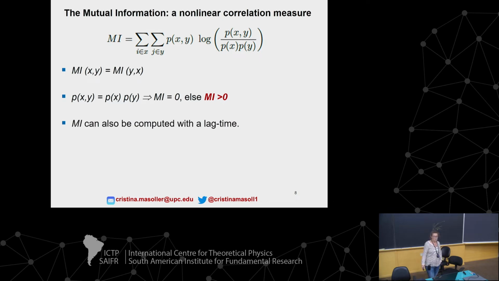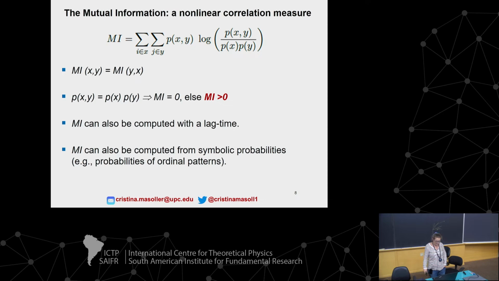You can also compute the mutual information with a lag, meaning you can compute the probability of X taking some value at time t, and Y another value at a different time. And it can also be computed from symbolic probabilities. So you can do symbolic analysis first, and then calculate the probability that a pattern 1, 2, 3 appears in one time series, and in the other one you have also the same pattern or not.